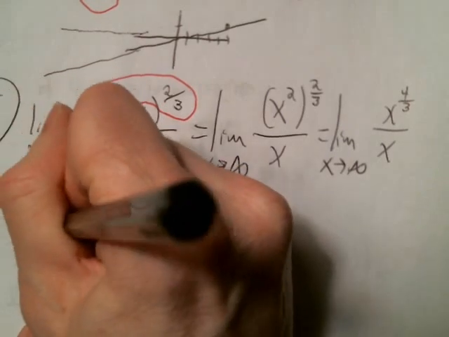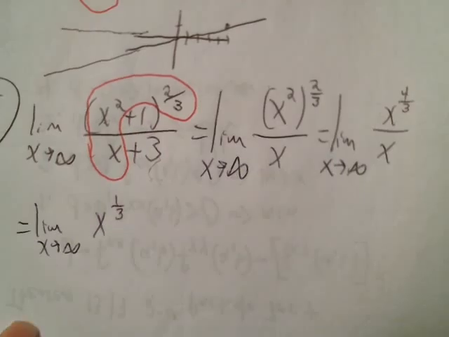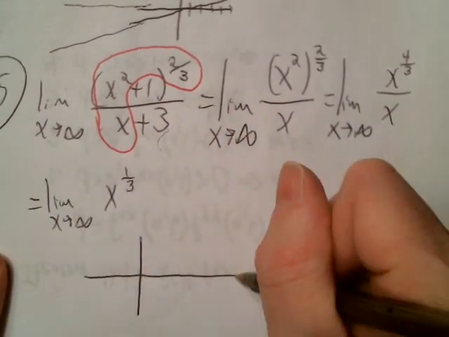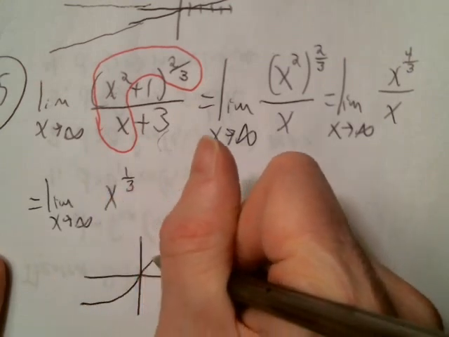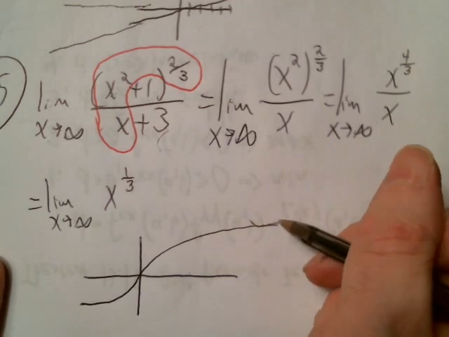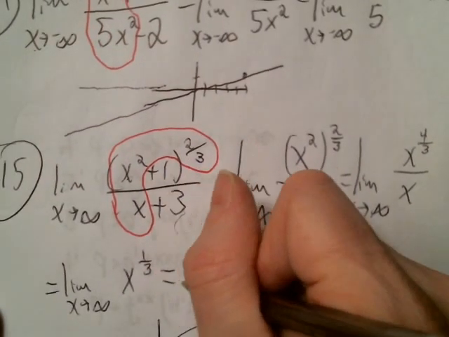And then we have the limit as x goes to infinity of x to the 1/3. And then that thing, where does it go as x goes to infinity? Well, x to the 1/3 looks like this. Right? So as x goes to infinity, this thing is going really slowly up and up and up and up. So it's going to go to positive infinity.